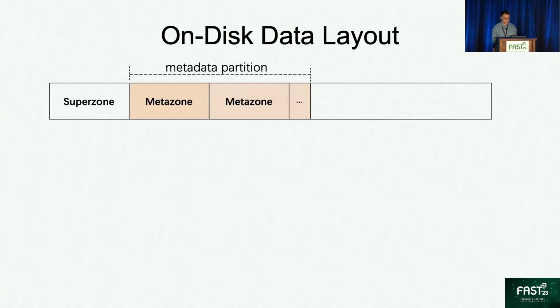The next 400 zones make up the metadata partition. It stores SMRSTORE's checkpoint and journals. A checkpoint is a copy of all metadata in memory.